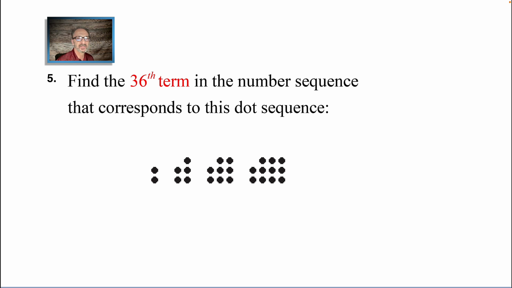Number 5. Find the 36th term in the number sequence that corresponds to this dot sequence. Sometimes students, when they see a dot sequence like this, go like, where do I start? Well, it's the same thing as the last problem, but it's not within a table. What do I mean by this? This is the first when n equals 1, second, 3, and 4, and so on. We're looking at when we go up to 36.